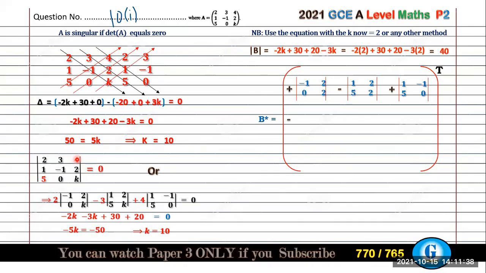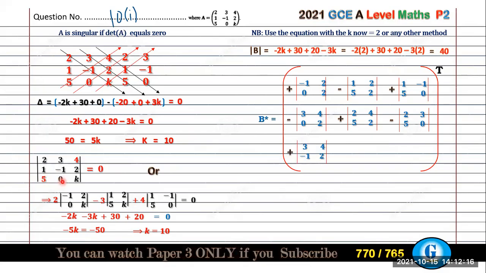The next cofactor should be negative. At this position, we suppress this row and column. So we are going to have 3, 4, 0, 2. Note that our k is 2 in this case. So we have 3, 4, 0, 2. Next cofactor is positive. We suppress the row and column. We are going to have 2, 4, 5, 2. Next cofactor is here. It is going to be negative. We suppress this row and column. We'll have 2, 3, 5, 0. The next cofactor is here. It's going to be positive. We suppress the row and column. We will have 3, 4, minus 1, 2.